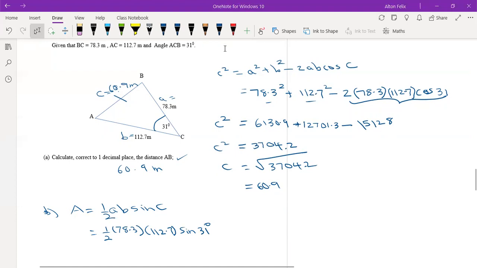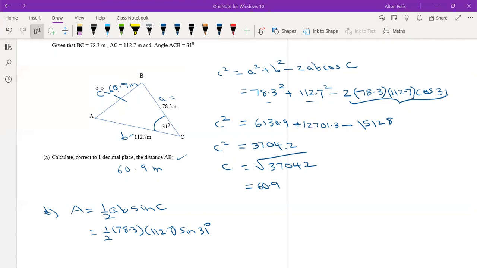Okay, so let's clear that. Let's find the sine of 31 first, right? Sine of that is 0.515. We're going to multiply that answer by 112.7. We're going to multiply that by 78.3. And we're going to multiply that by half, which is 0.5.